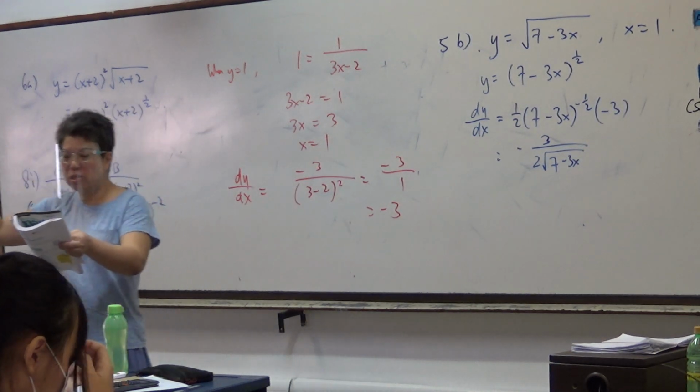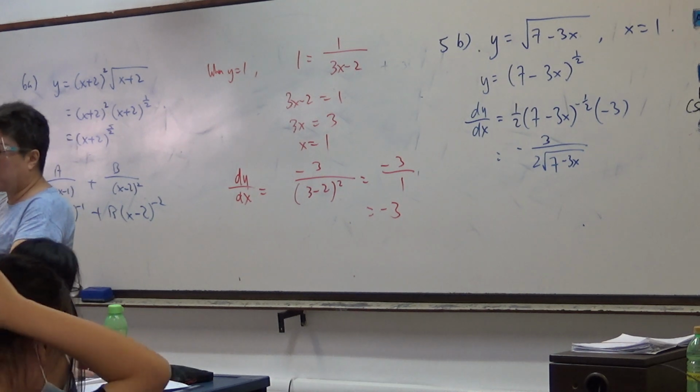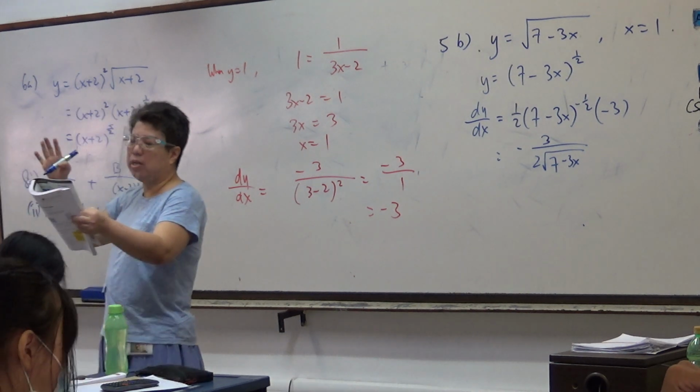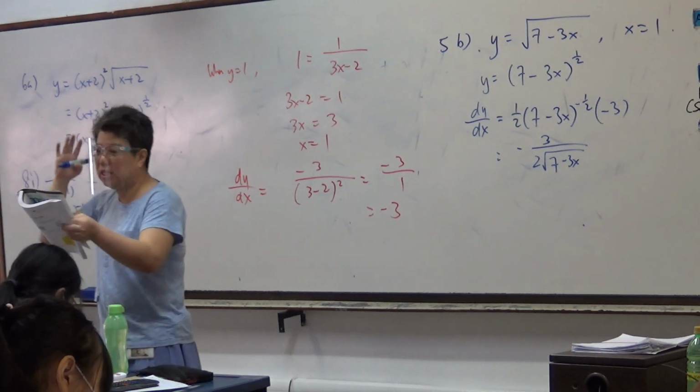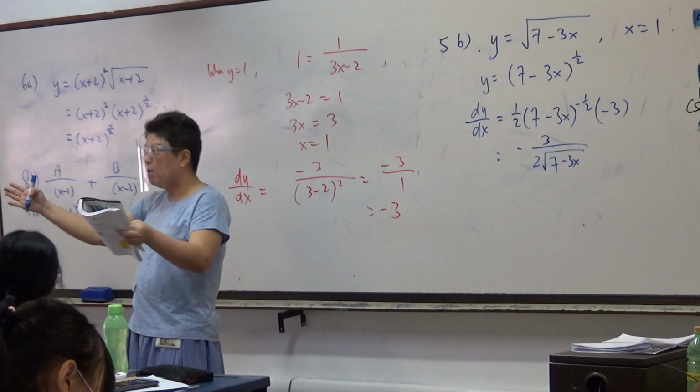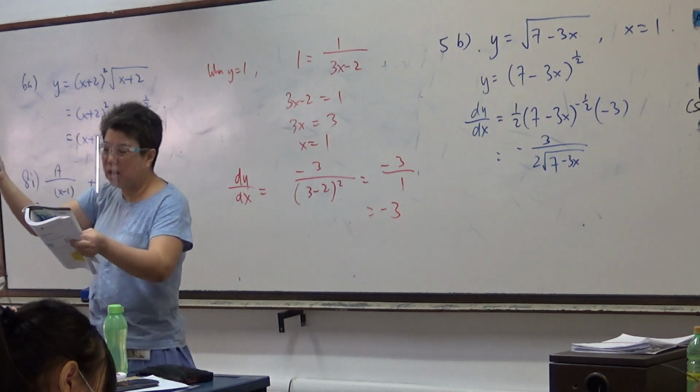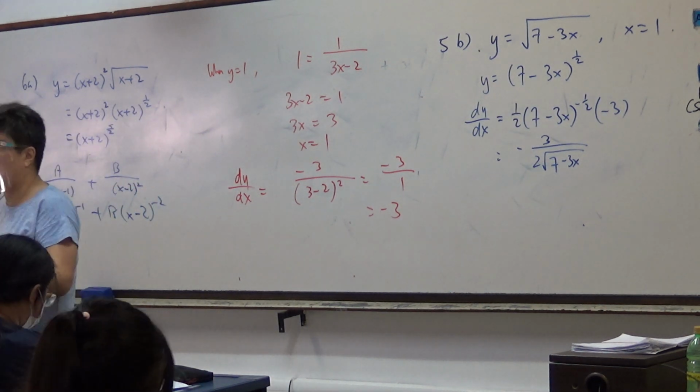Okay, now, let's look at question 9, all of you. Calculate the coordinates of the point at which the gradient is 0. Now, that means you go and find dy/dx, right? After that, you equate it to 0. Stop talking. You equate to 0, then find what is the x value and what is the y value. That will be the coordinates.